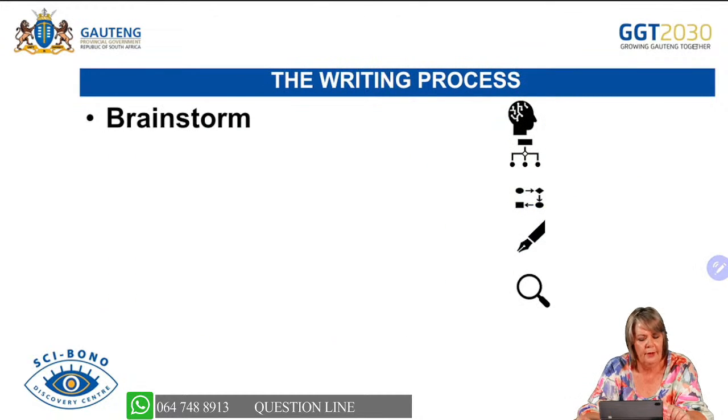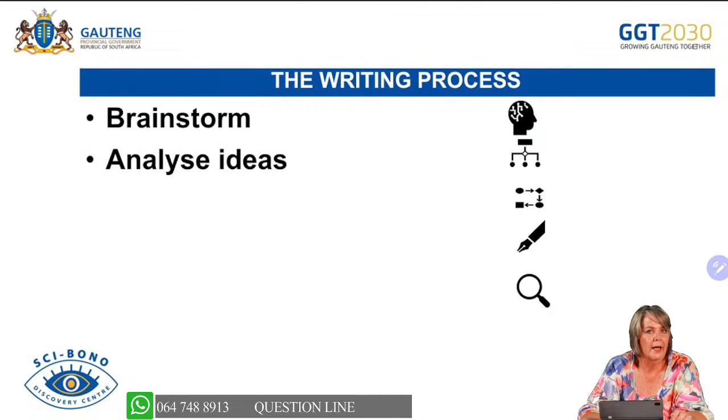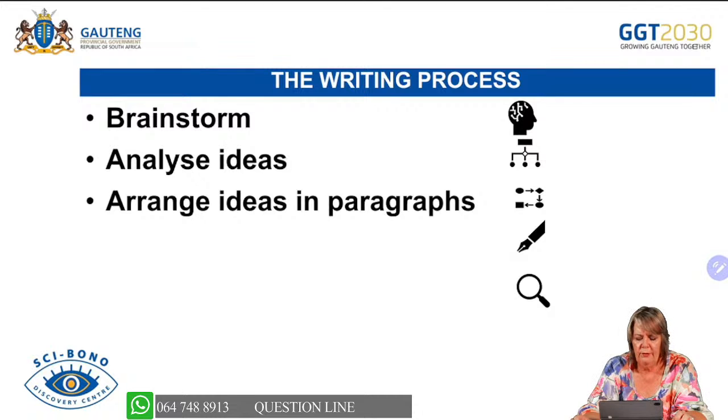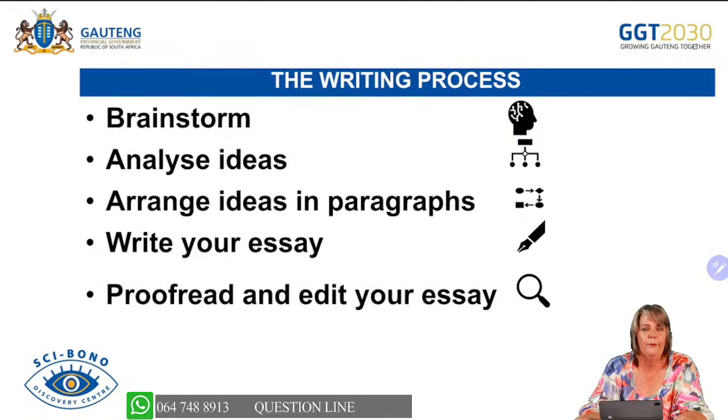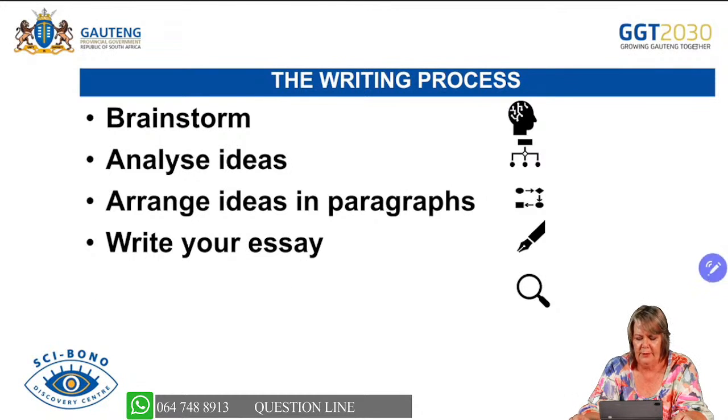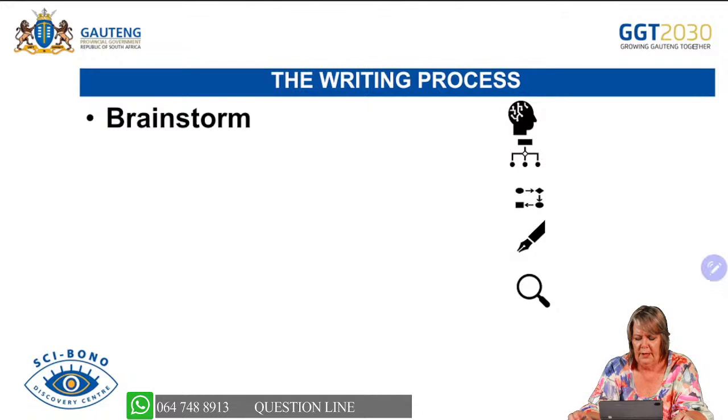So let's go through the writing process again. First of all, you brainstorm. Then you analyze your ideas. Then you arrange your ideas in paragraphs. Then you write your essay. Then you proofread and edit your essay. Now I want to go back to the previous picture. Let's just recap quickly.